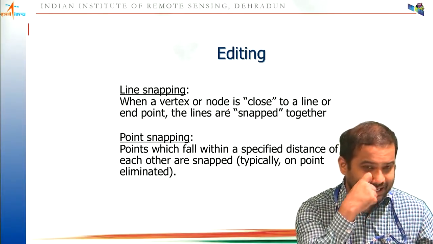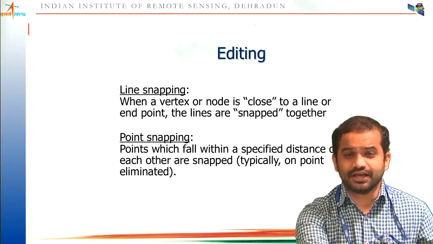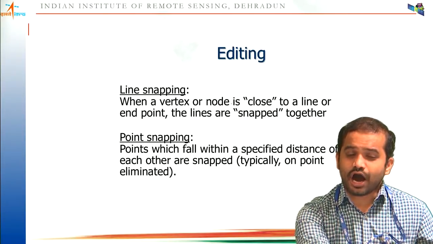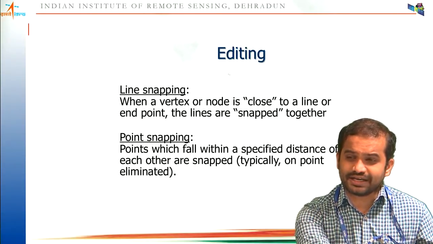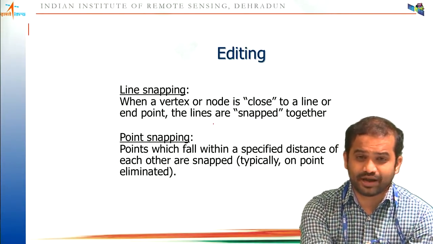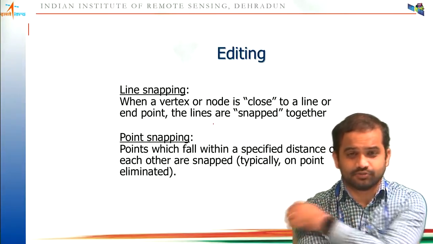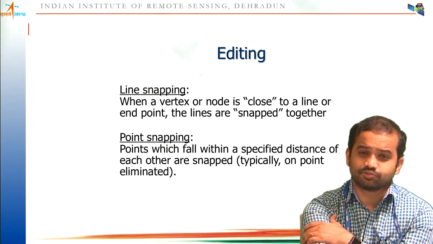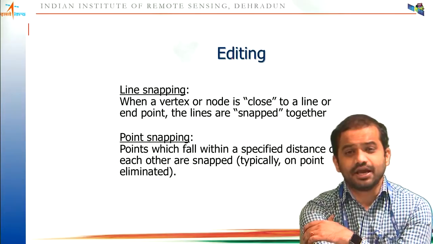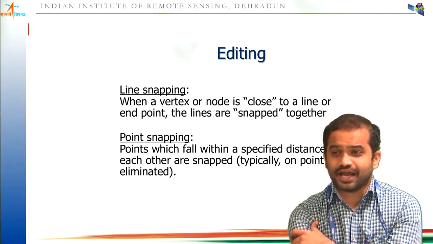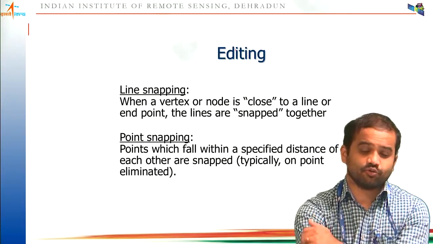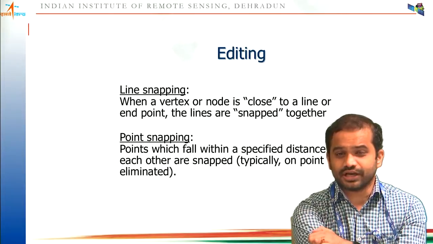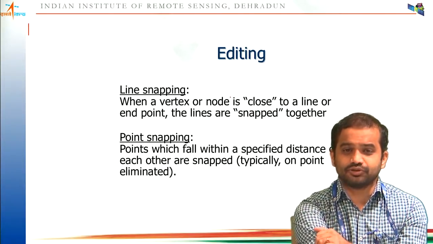One is called line snapping. It means whenever you are creating a new vertex, and if there is a line nearby, automatically your vertex will be joined to that line. How close it should be to join is defined by the tolerance. Suppose I say there is a 10 pixel tolerance: whenever I move within 10 pixels of any line, automatically my cursor will be shifted to the line, and this shifting is called snapping. You can set this snapping tolerance based on your project requirement.